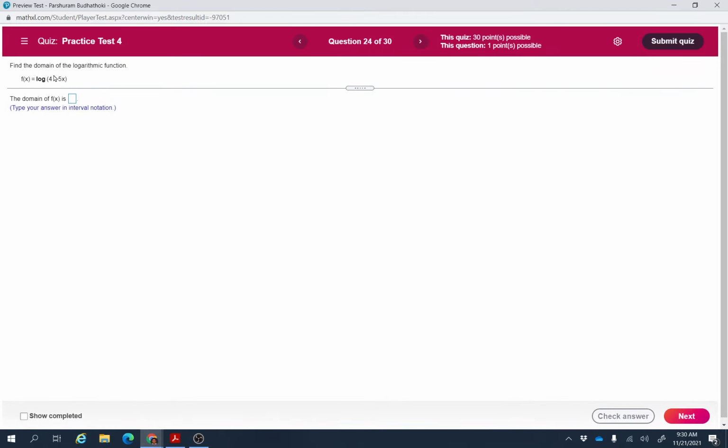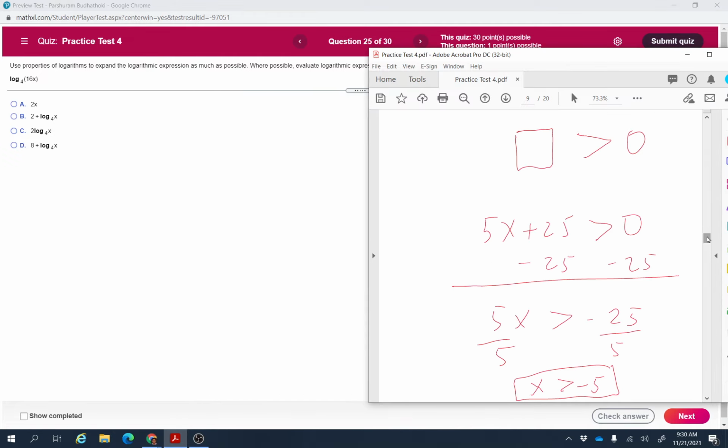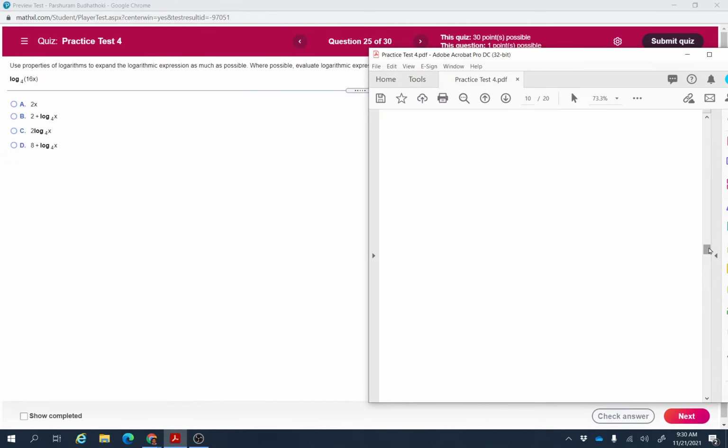Do exactly the same thing. Make 4 minus 5x greater than 0. Solve for x. That will give you the domain. Use the properties of logarithms to expand logarithmic expressions. So there are the product, quotient, and then power rules for the log function.